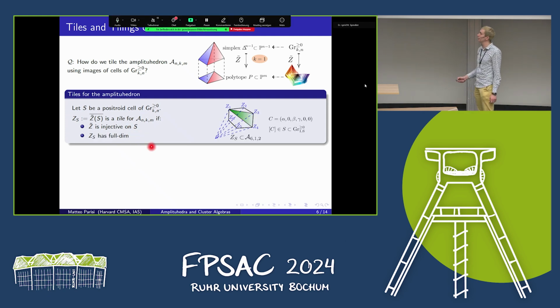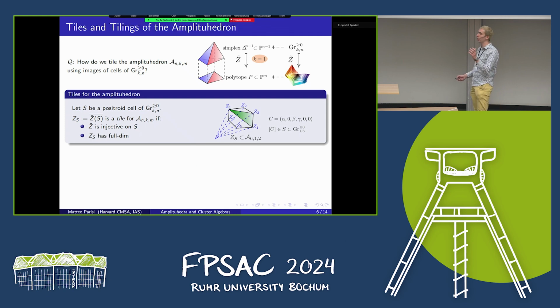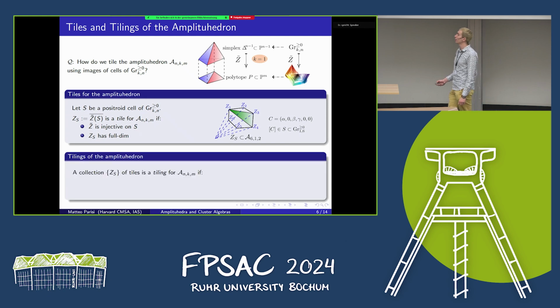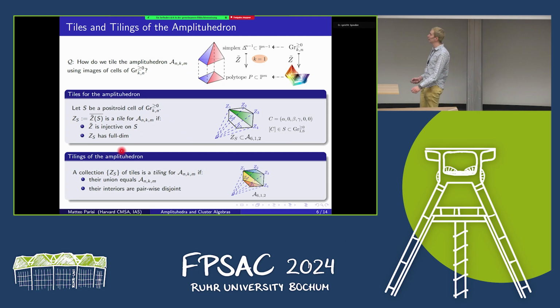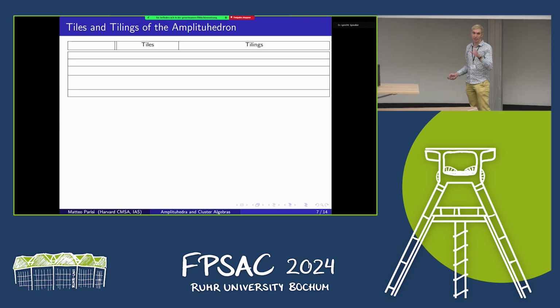In the very easy case when the amplituhedron is a polygon, tiles are just triangles with vertices on the vertices of the polygon. If we have a collection of tiles, then we get a tiling if two very simple conditions are met. The first is that the union equals the whole amplituhedron. And the second is that the interiors of the tiles have to be pairwise disjoint. So it's exactly what you would expect from a tiling. When the amplituhedron is a polygon, tilings are just triangulations of a polygon. Let me give a bird's eye view on tiles and tilings for general k and m.